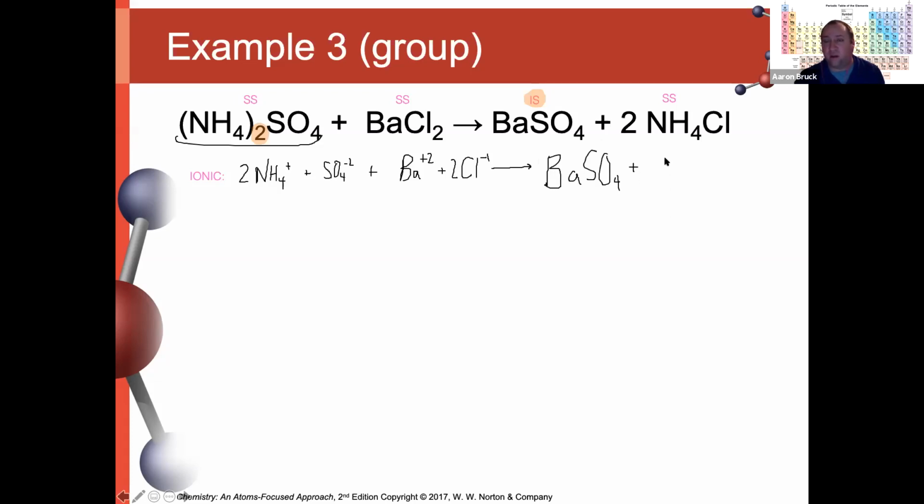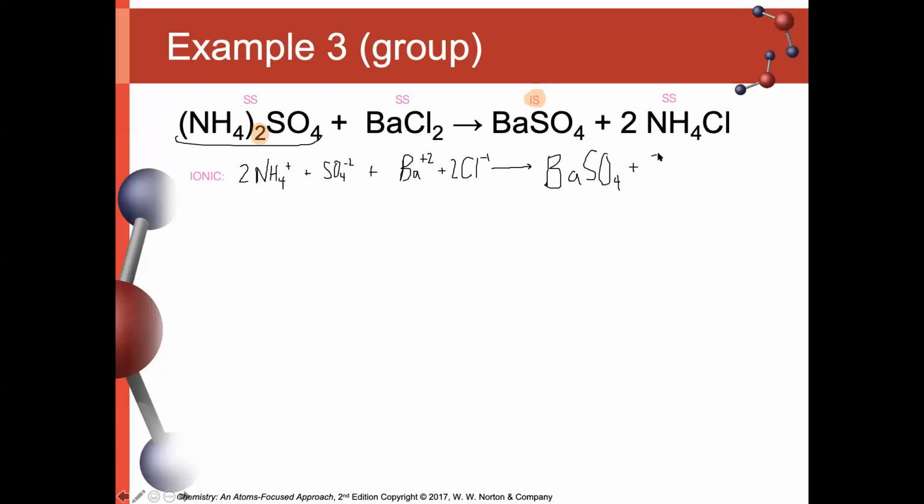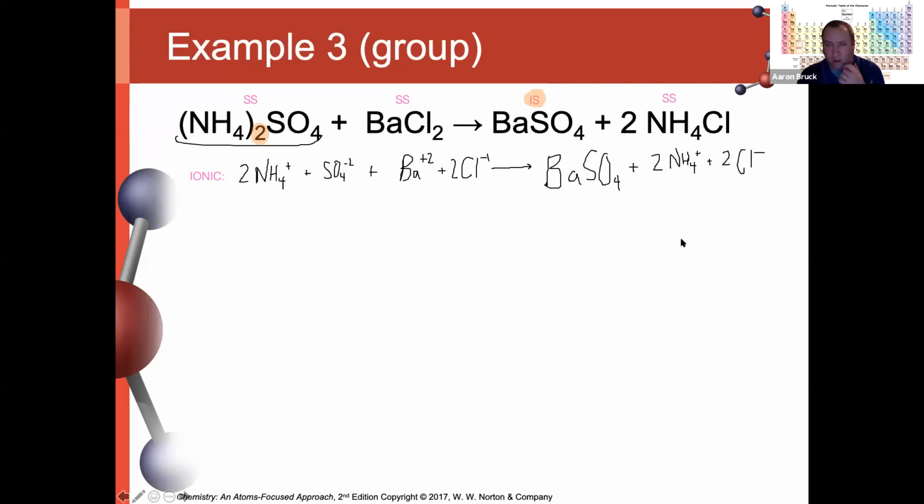Okay, last part. Two NH4 plus, plus two Cl minus. Okay, and this time we're correct. So to go from ionic to net ionic, we need to identify spectators. We need to identify substances that are common on both sides of the equation. Let's see, Chasney, can I pick on you here? Can you identify one of the spectators?